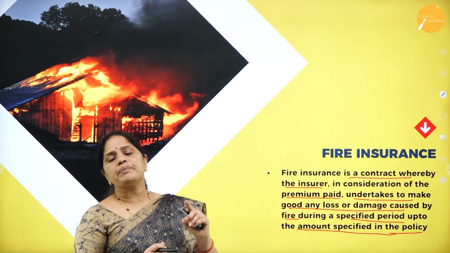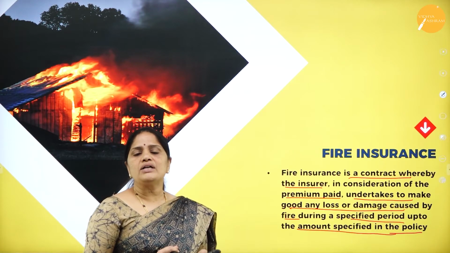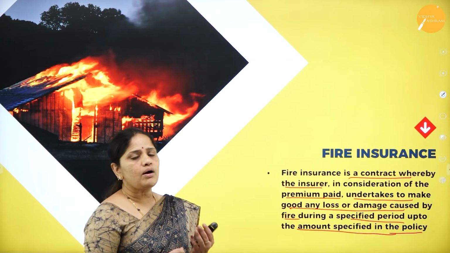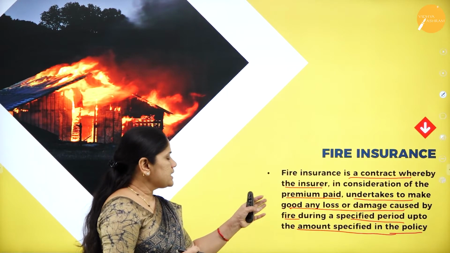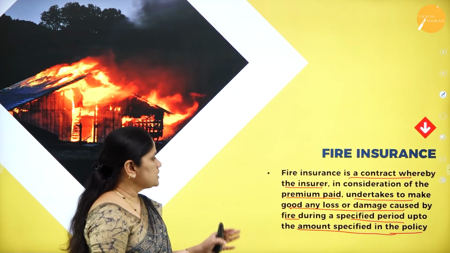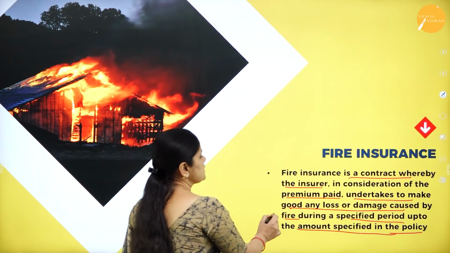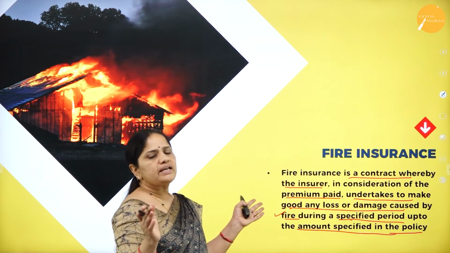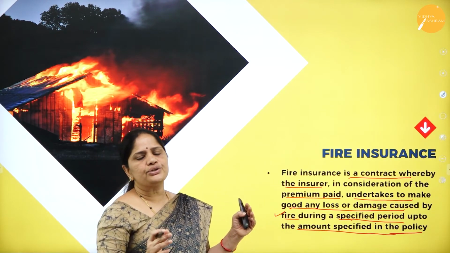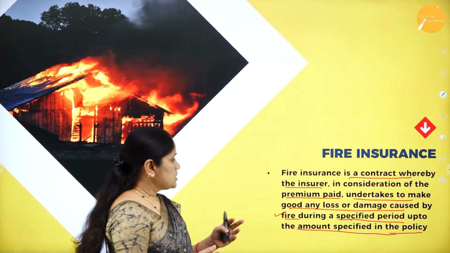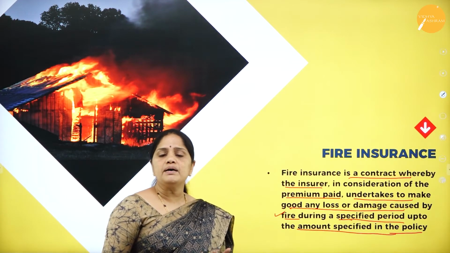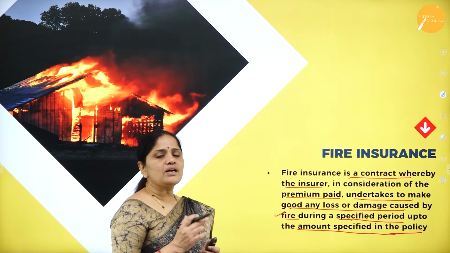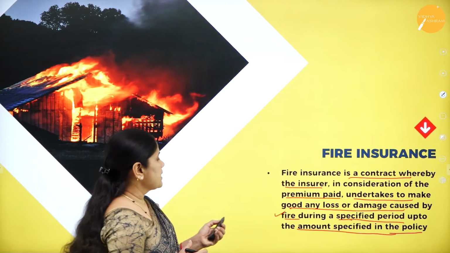Depending on the premium paid and the value of the property, the insurance company will make the compensation. It undertakes to make good any loss or damage caused by fire during a specified period. That period is 1 year, after which the policy has to be renewed. And it is up to the amount specified in the policy. Whatever amount is specified in the policy, only that amount will be compensated by the insurance company.